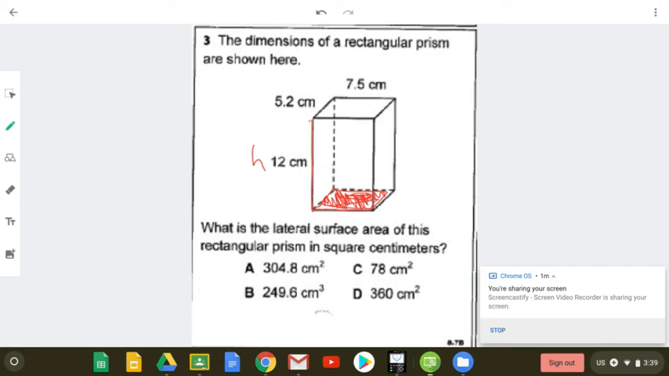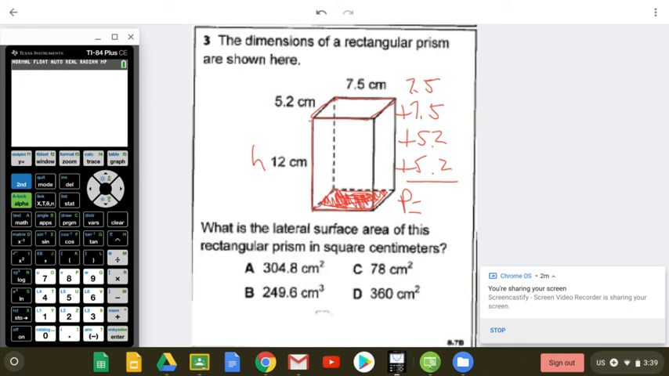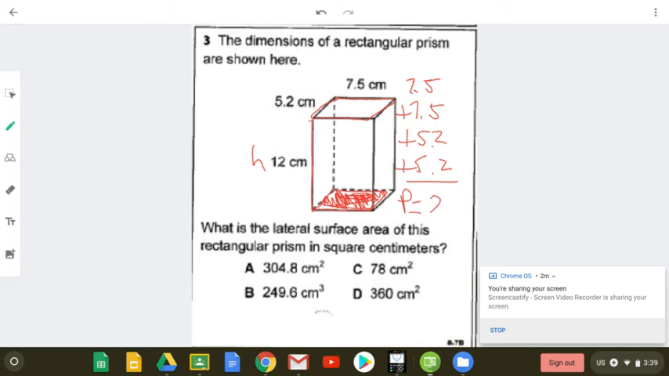I know what my base is. The same thing I have on the bottom is the same thing I have on top. So I'm going to add those 4 sides together. I have 7.5 plus 7.5 plus 5.2 plus 5.2, and that's what P is going to equal. All right, so I'm going to open up my calculator and throw those numbers in there. 7.5 plus 7.5 plus 5.2 plus 5.2 and enter. So that's 25.4. All right, so that's P.